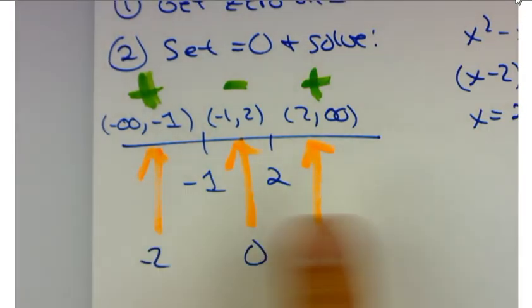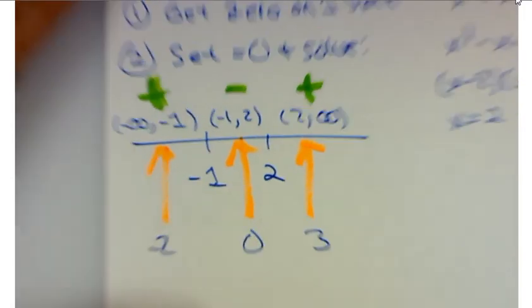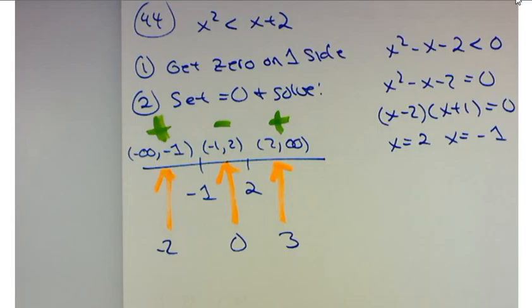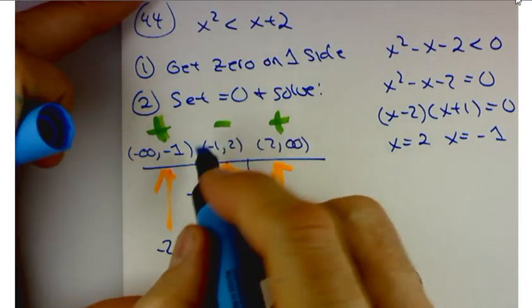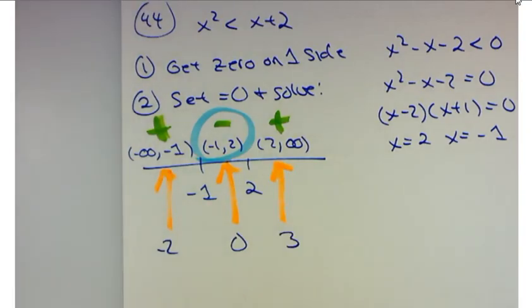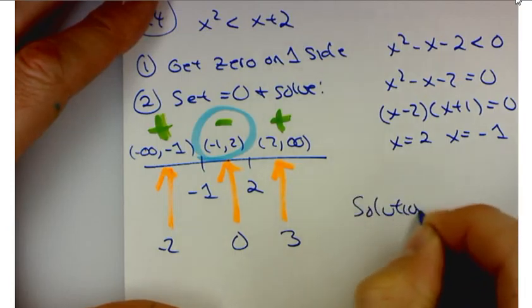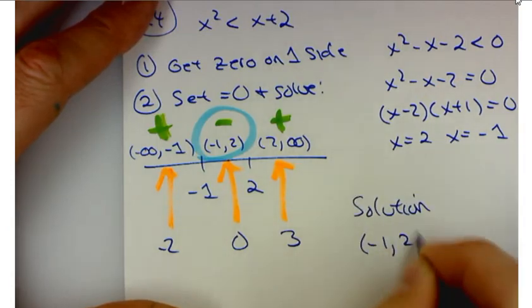So which of these intervals satisfies the inequality? The middle one. This is our solution. Right there. So the solution is negative 1 to 2.